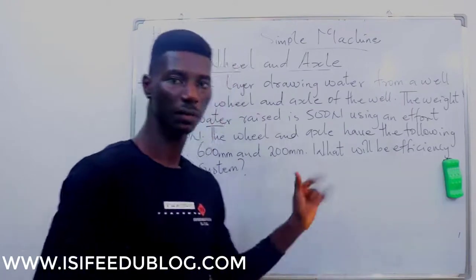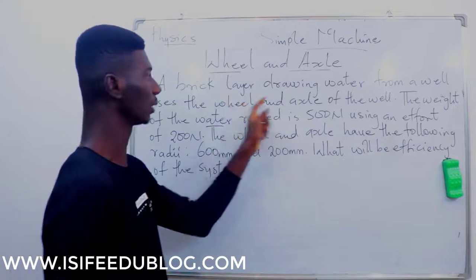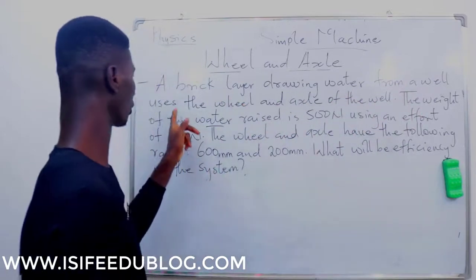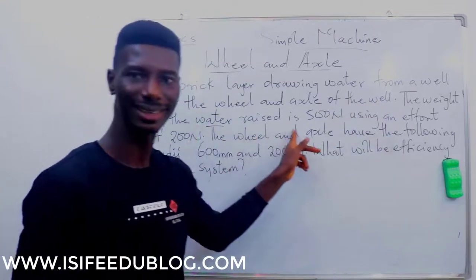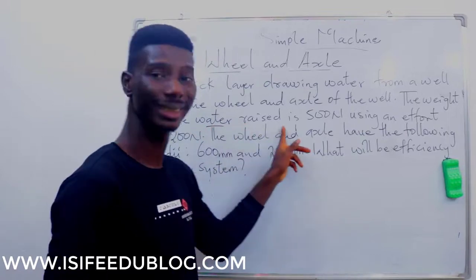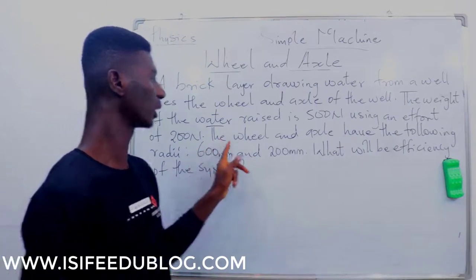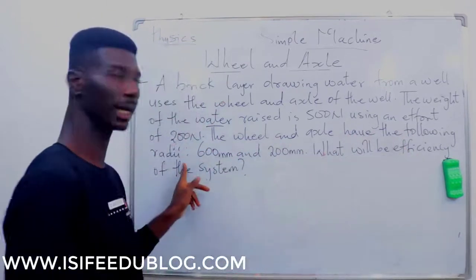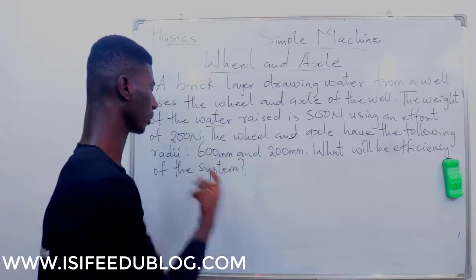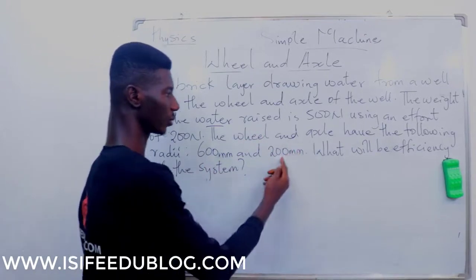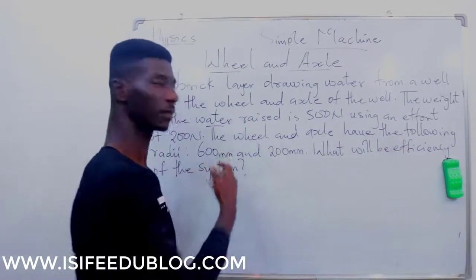Okay, we are going to make use of this question to explain wheel and axle. The question says, a bricklayer drawing water from a well uses the wheel and axle of the well. The weight of the water raised is 500 Newton, using an effort of 200 Newton. The wheel and the axle have the following radii: 600 millimeter and 200 millimeter. Remember, the radius of the wheel is the bigger radius, while the radius of the axle is the smaller radius. We are now asked, what will be the efficiency of the system?